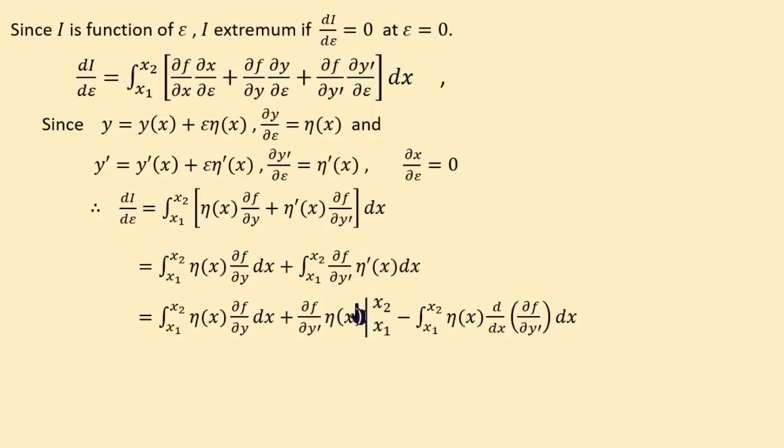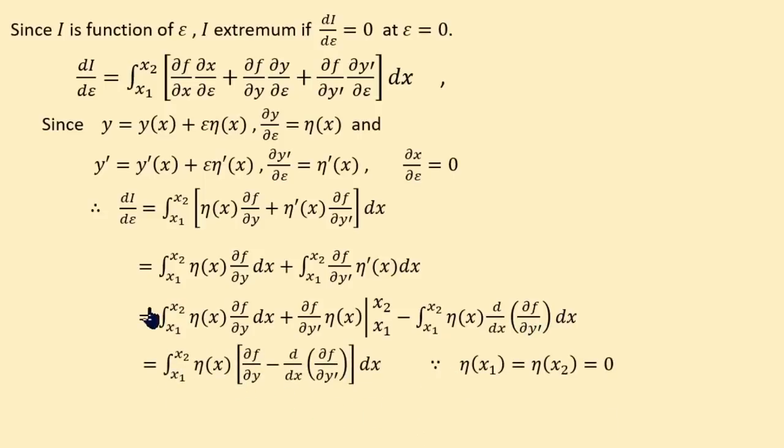Now in this part, we know that η(x1) and η(x2) are both 0, so for the upper limit and the lower limit this part becomes 0. Now combine these two once again. From x1 to x2, the common term is η(x), take it outside: ∂f/∂y minus d/dx of ∂f/∂y' into dx. So this integral becomes the integral from x1 to x2 of η(x) times ∂f/∂y minus d/dx of ∂f/∂y' dx.